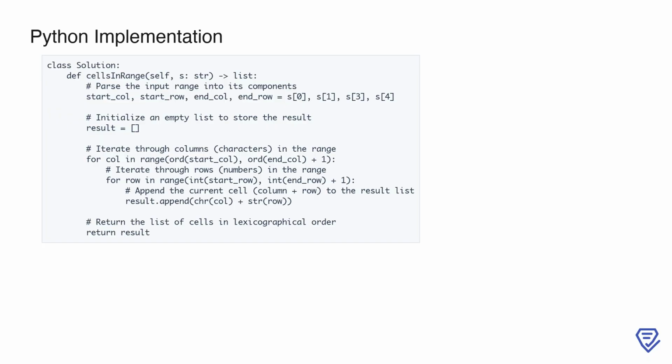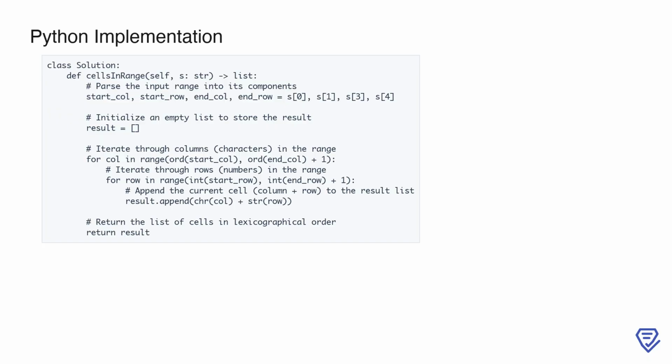The inner loop iterates through the rows in the range, converting the start_row and end_row strings to integers using the int function. For each combination of column and row, the cell reference is created by concatenating the column letter from chr, col, and the row number as a string. This reference is appended to the result list.